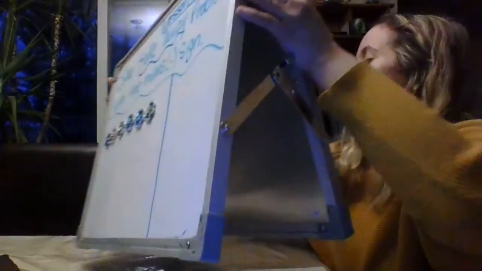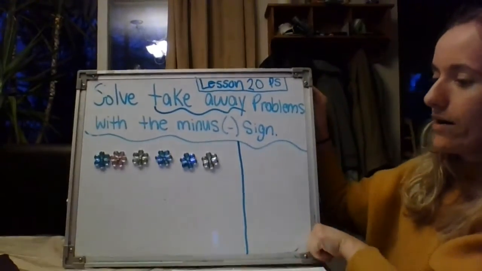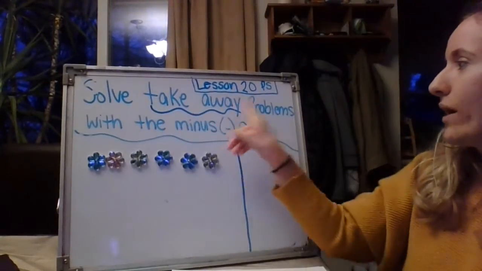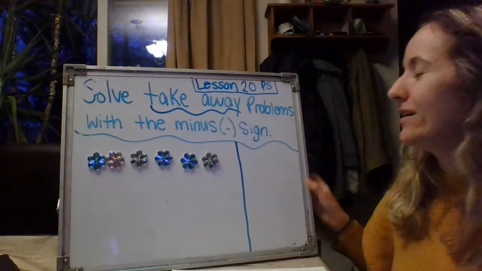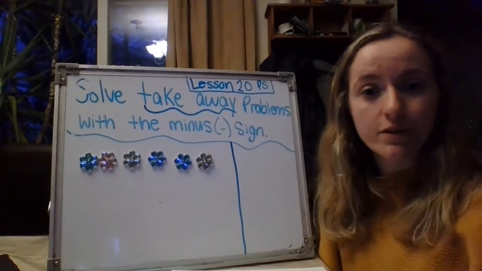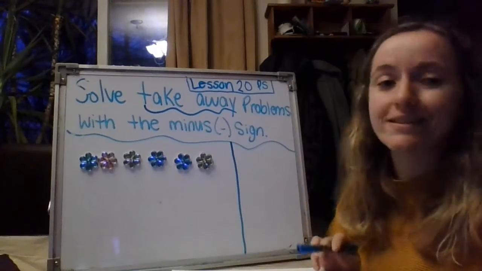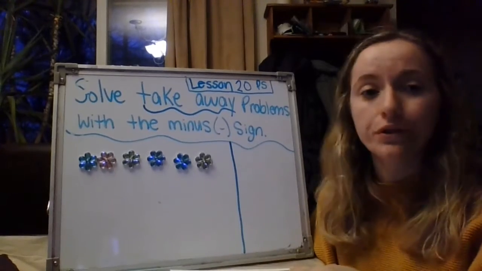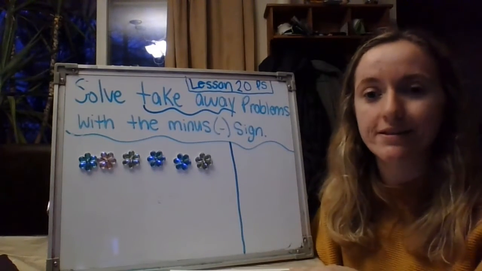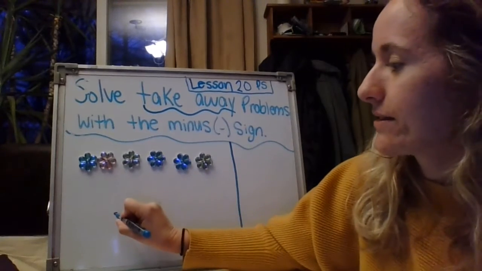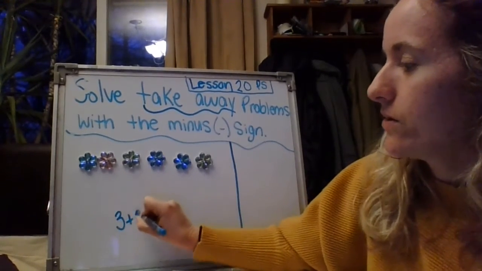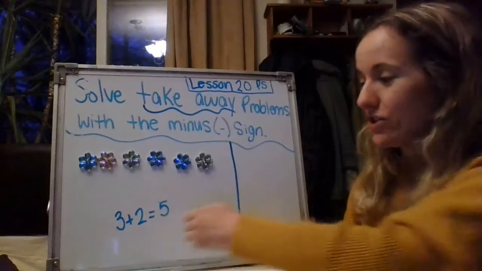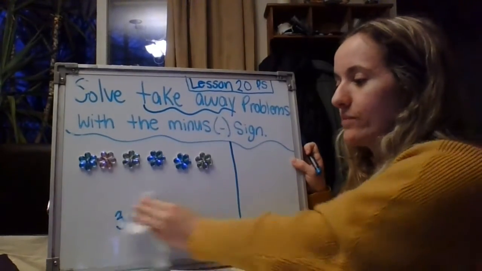So we're going to move on today and start with our subtraction. What we're going to do today is we're going to solve takeaway problems with the minus sign. So we are learning that when we do subtraction, we use this sign right here instead of a plus sign. Today, we're going to do our takeaway problems, but we are going to learn how to put those numbers into a number sentence. Remember, our number sentence in addition, we did 3 plus 2 equals 5. So this is called a number sentence. Great job. So we're going to learn how to do that, but with subtraction.